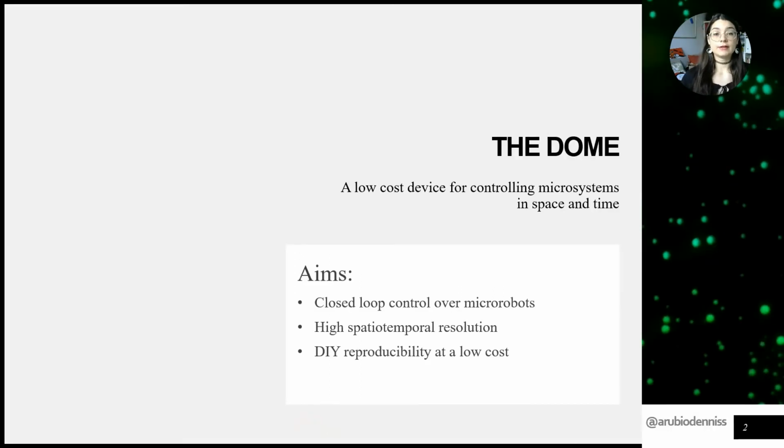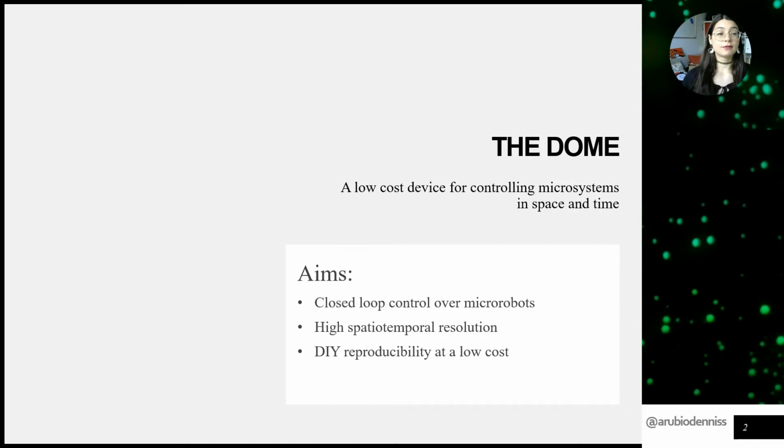The aim with this device was really to create something that could be used for closed-loop control over microsystems in a similar way to how a robotic controller would be for a robotic system. We wanted something that could enact this closed-loop control with high spatial temporal resolution, so really being able to localize to individual agents within the system, so kind of engineer behavior on a local level, but also throughout the system. It was also important that this could be reproduced at low cost in a kind of DIY fashion to really widen the accessibility of the tools to lots of different areas.